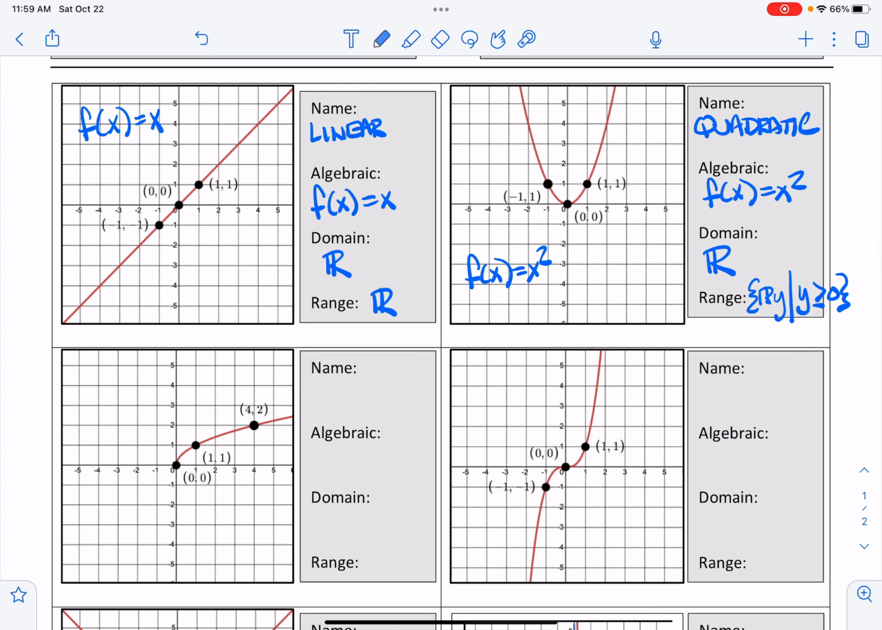Third one, bottom left here. This is square root. So I'm going to abbreviate here since I'm kind of running out of room. So this is the function f of x is equal to the square root of x. So algebraically, that's what we're going to write here. F of x is equal to the square root of x.